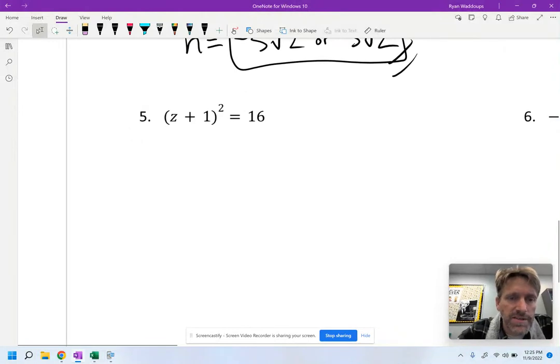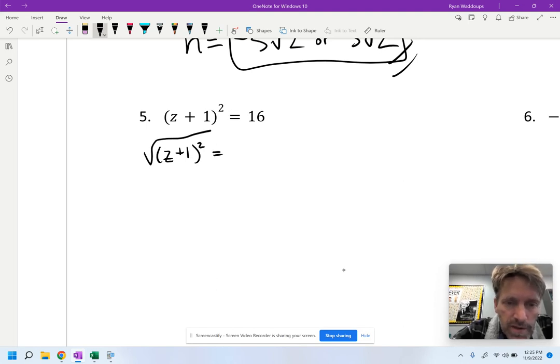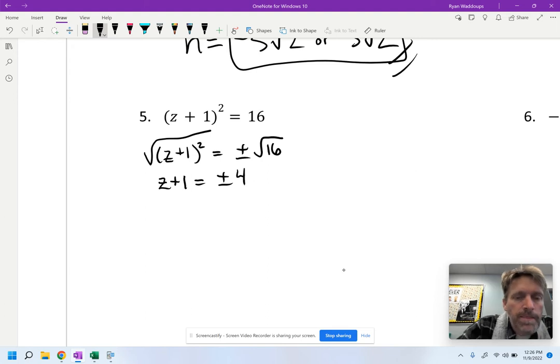And let's look at number 5 here. z plus 1 squared equals 16. Now, this is the squared part. It's already alone, and so we don't need to try to get it alone. So I just take the square root of z plus 1 squared, equals plus or minus the square root of 16. And what I get as a result is it cancels the squaring. So I get z plus 1 equals plus or minus the square root of 16, which is 4.